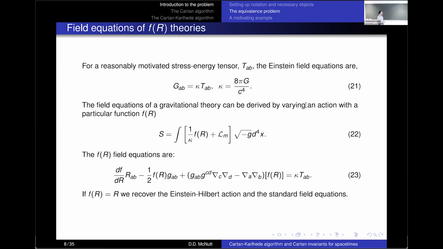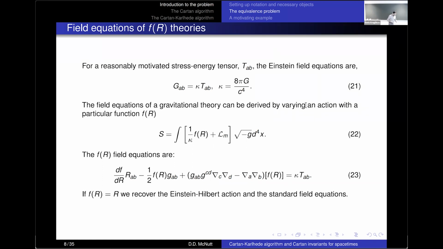Now, these are quite nasty. It is a small cottage industry of generating solutions and studying various theories. When people want to go beyond GR, this is something that is a natural choice. It's a very conservative choice. And of course, there are lots and lots of solutions.